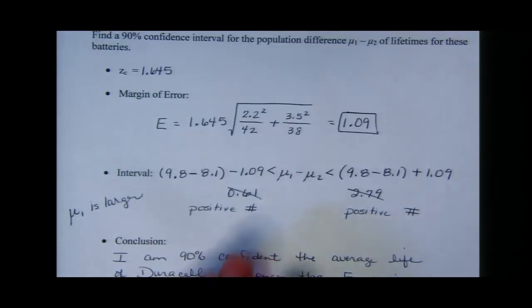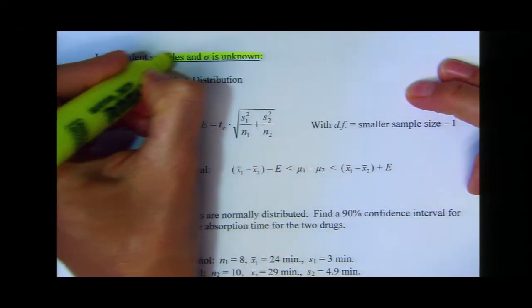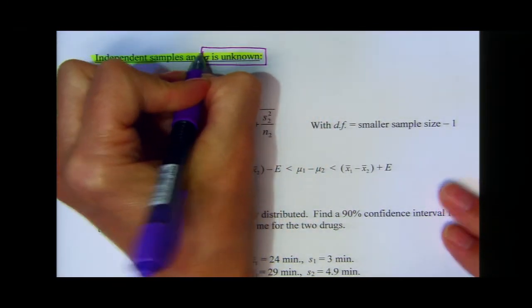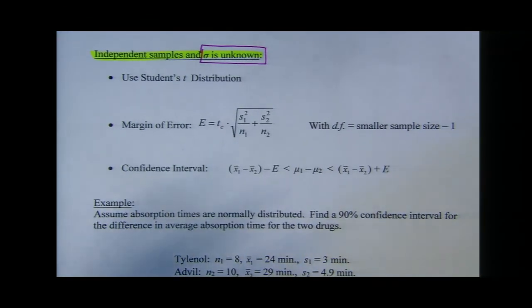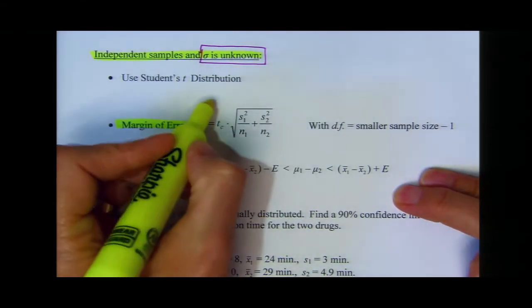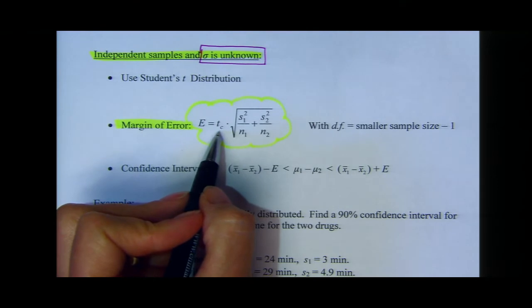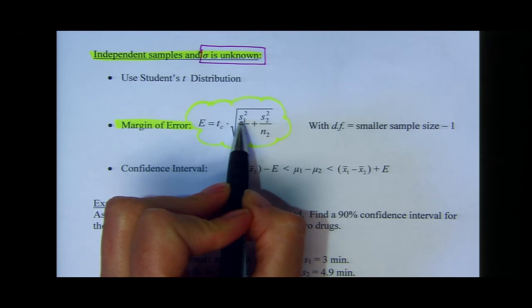And when sigma was known, we used the z sub c value. So now, again, we're still only dealing with independent samples, but now we're going to look at when sigma is unknown. When sigma is unknown, then we have to use the student's t distribution that we've learned about. So my margin of error is in essence the same, except now it's t sub c instead of z sub c, and we have s, the sample standard deviation, instead of sigma.